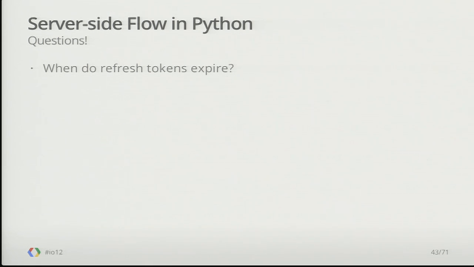Correct. The refresh tokens never expire unless the user revokes access. Some people might not call that expiration, but a user can revoke access by going to their Google accounts and managing the list of APIs they've authorized. Thus, your refresh token will no longer be valid, and you have to start the user over in the normal flow. Where do you store these refresh tokens?